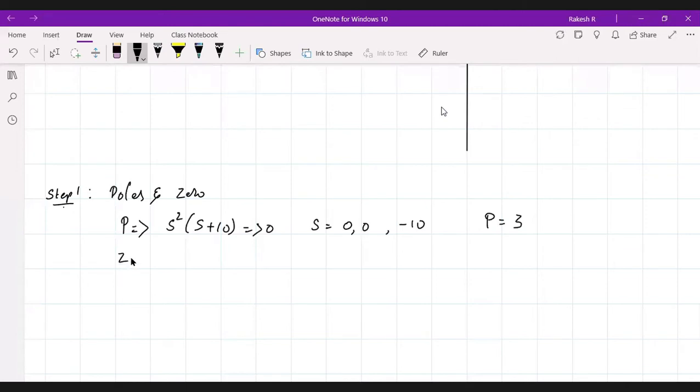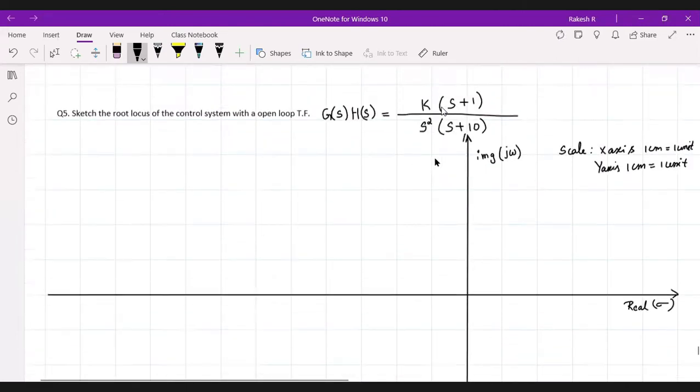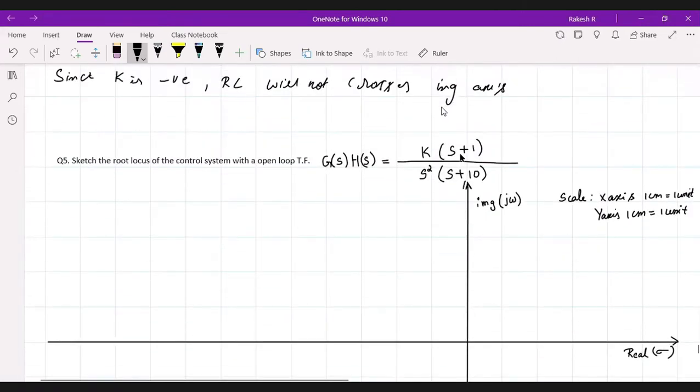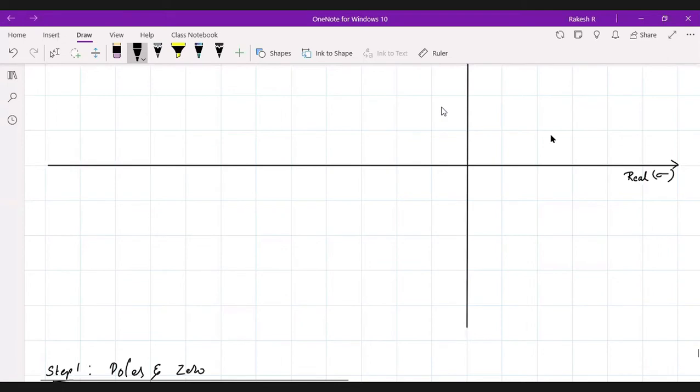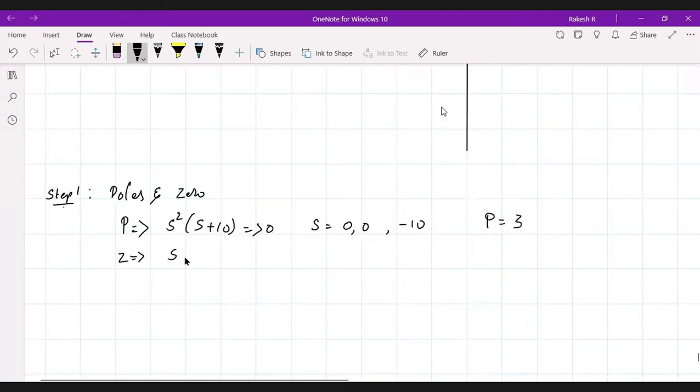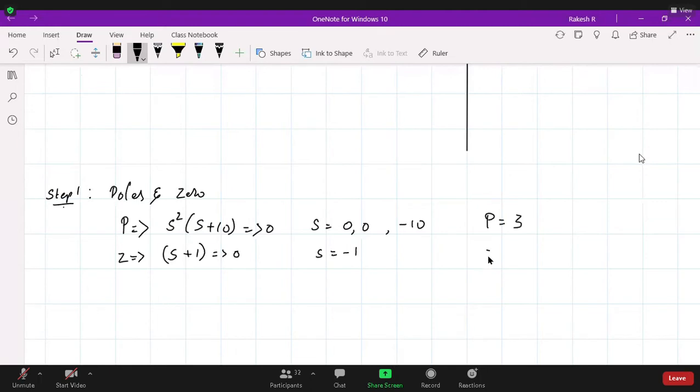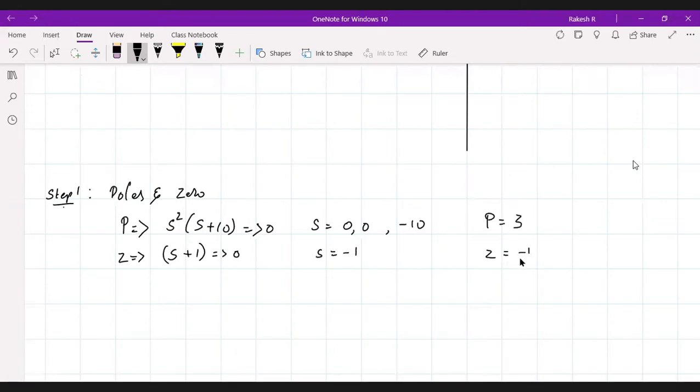Similarly, for zeros we equate the numerator to 0 and find the roots of s. In the numerator we have only one term, s + 1. S + 1 should be equated to 0, so s = -1. So Z = 1 here.